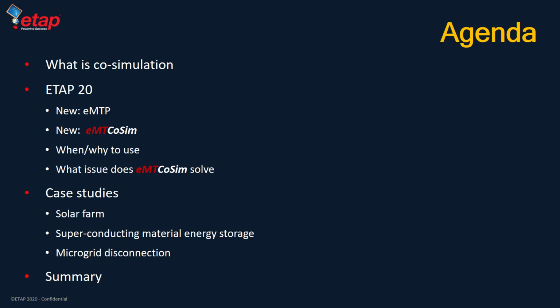Then I will motivate these products and explain why and when you should use them. Finally, I will justify these products by running you through several case studies. Each case study highlights different benefits of using ETAP eMTP and ETAP eMTCoSim. The case studies span three scenarios. These are the co-simulation of a solar farm, energy storage, and a microgrid.